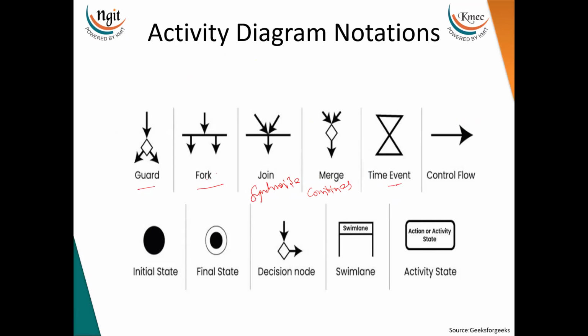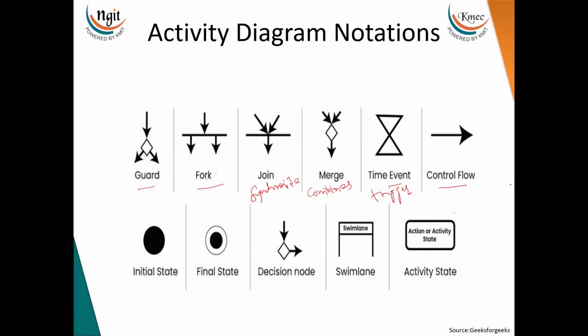Next one is time event. This represents a trigger based on some time, how much time has passed. Then this is control flow, where it indicates the sequence of execution.